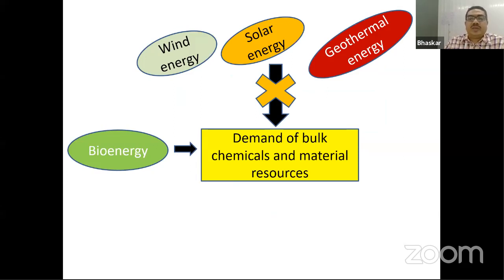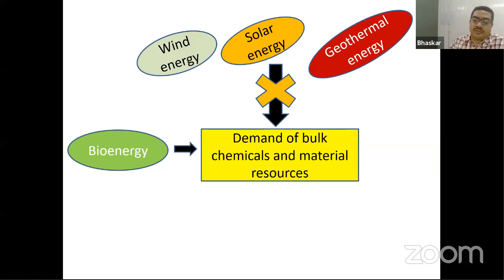One of the disadvantages with bioenergy is that it requires a bulk demand of bulk chemicals and materials. Because if it is biodiesel, we require enough of either methanol or ethanol. If we have to develop it from algae, we will require a sufficient amount of media, nitrogen sources, phosphorus sources. Then we require some materials also. We will require electricity also to synthesize that product. So that is one of the disadvantages with bioenergy when we compare it with other forms of energy like wind or solar or geothermal.